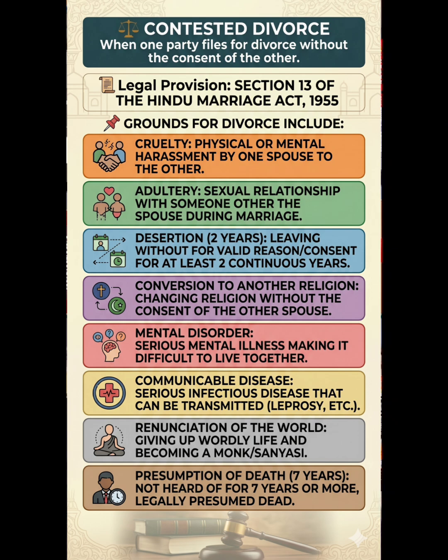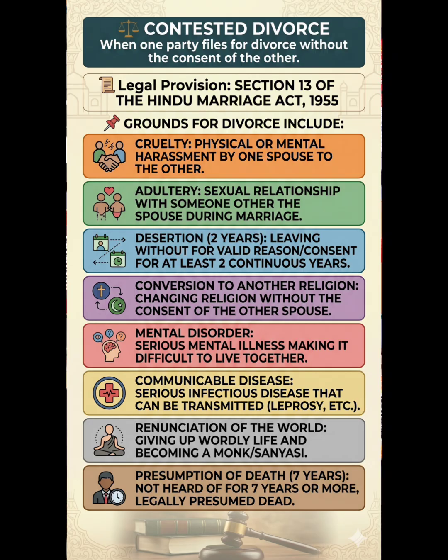Legal provisions. Section 13 of Hindu Marriage Act 1955. What are the grounds for the contested divorce? It includes cruelty. Cruelty means physical or mental harassment by one spouse to the other. Adultery. Adultery means having a sexual relationship with someone other than the spouse during marriage.